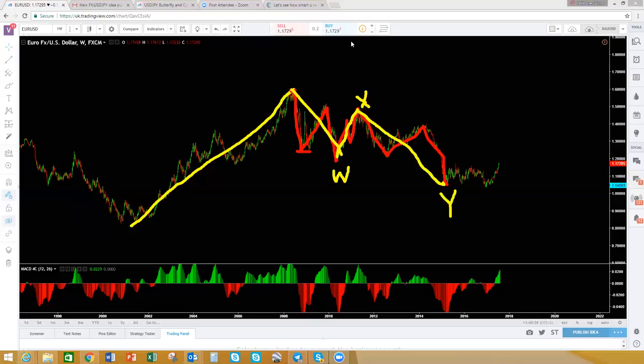Let's change the color to red now. Here, this can be labeled WXY. In the lower degree, you can label this one WXY. So it's not just a matter of doing all these zigzags. It's a matter of understanding the patterns and labeling them correctly. WXY in the lower degree.